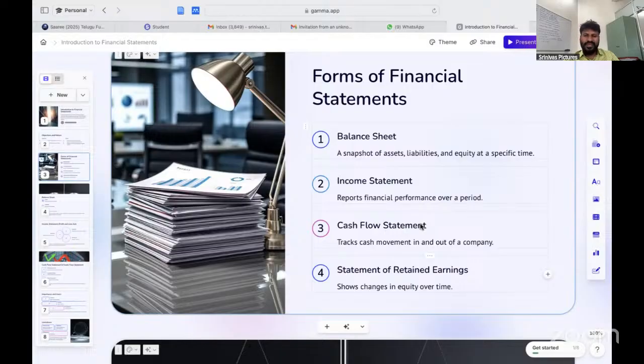Before starting the preparation of this funds flow statement, we have to prepare the changes of working capital statement. After the changes of working capital statement, we have to prepare the source and application statement. So first, how do we prepare the changes of working capital statement? For that, we require the current assets and current liabilities. With the help of the current assets and current liabilities, we are going to prepare the changes of working capital.